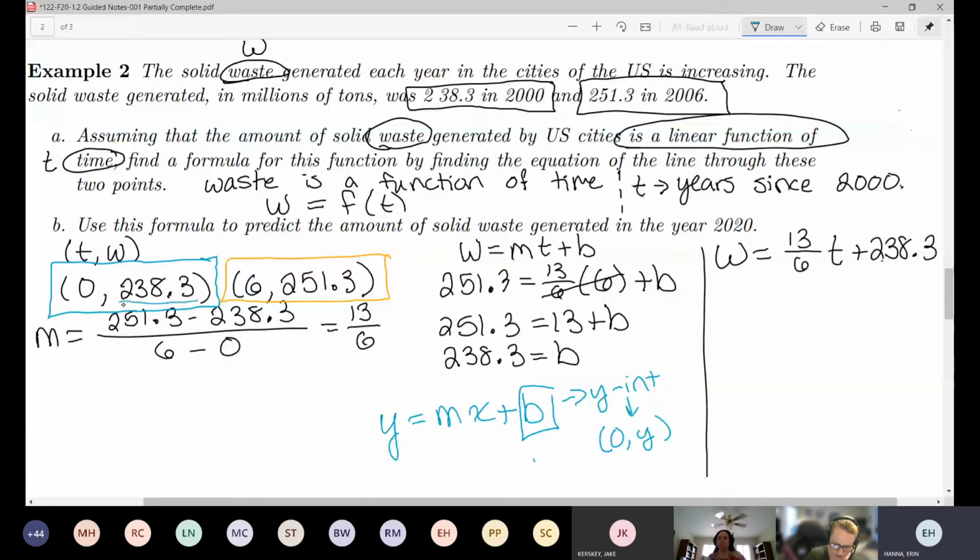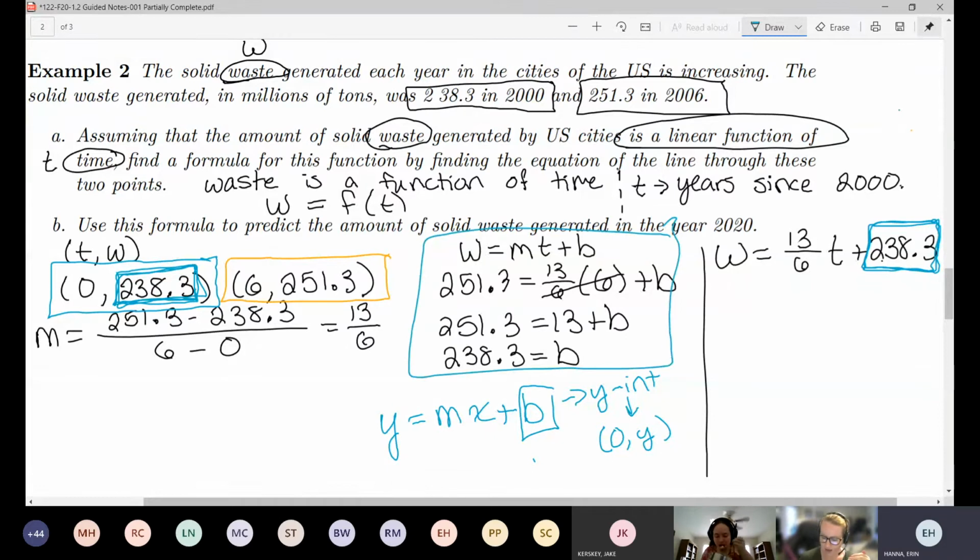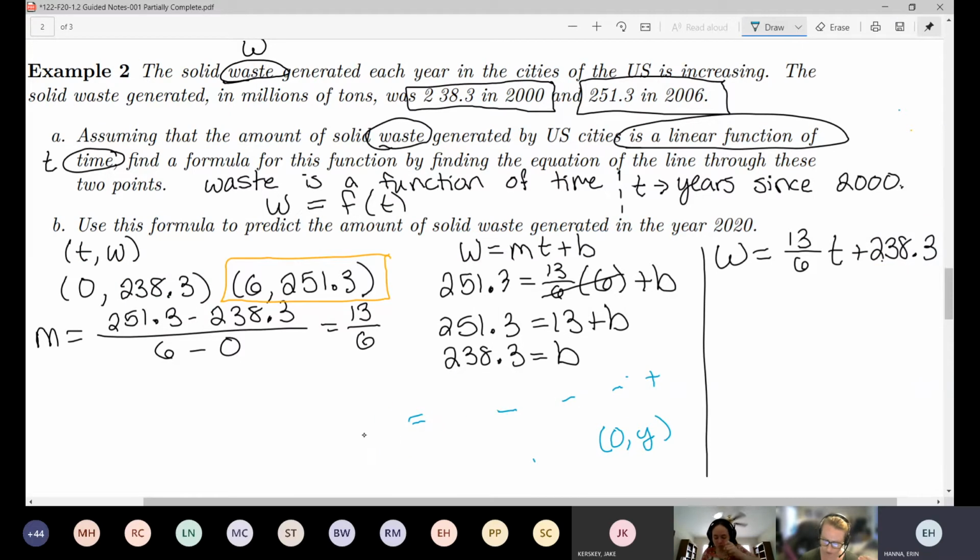Since we're already given the y-intercept, once you find your slope, you can just jump to your answer, because note that the b value we did find is exactly 238.3. So if you're given that data point, the 0, whatever, you can jump right to the answer. You don't have to do this step in the middle. But there's a lot of examples where you're not given that data point, so that's not possible. That was the shortcut you could have taken for this one.